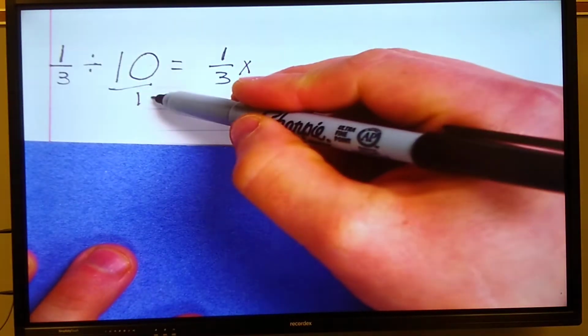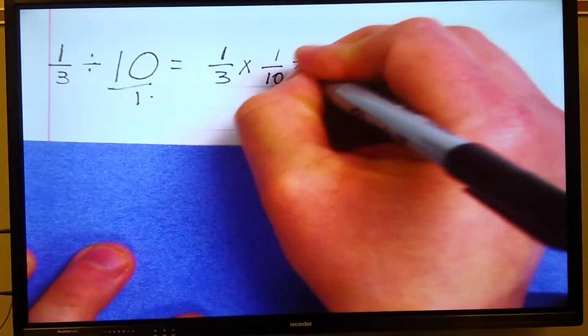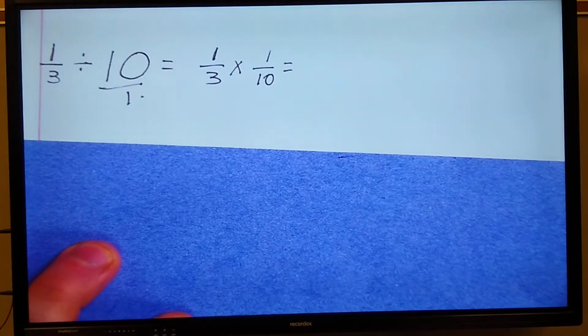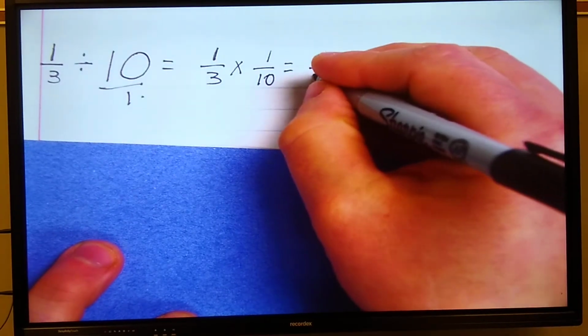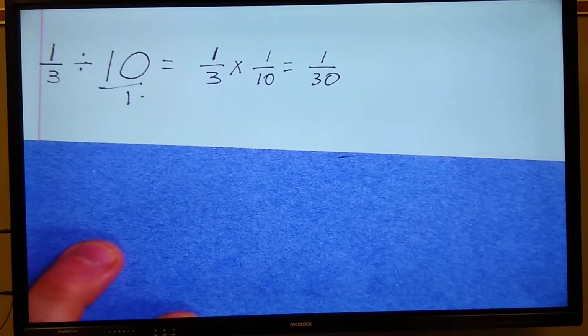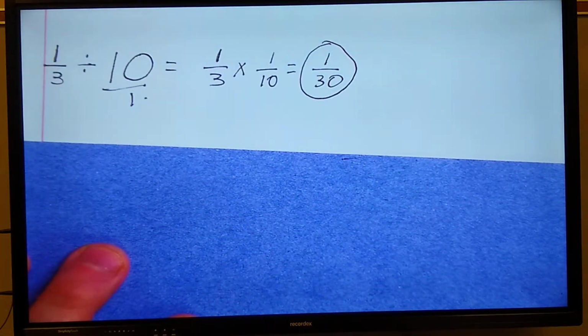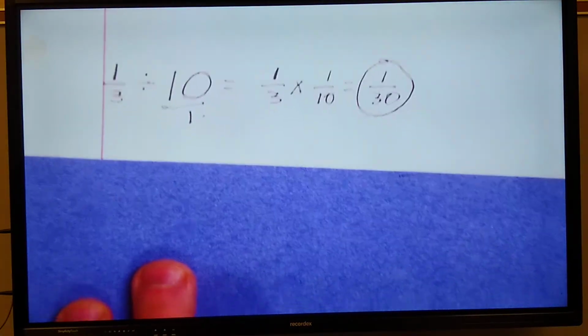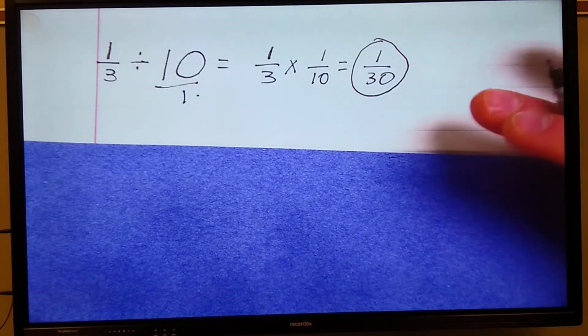So 10/1 becomes 1/10. Then I just multiply straight across. 1 times 1 is 1. 3 times 10 is 30. And then there you go. 1/30 is the answer. Because that's not an improper fraction, and of course it's in simplest form.